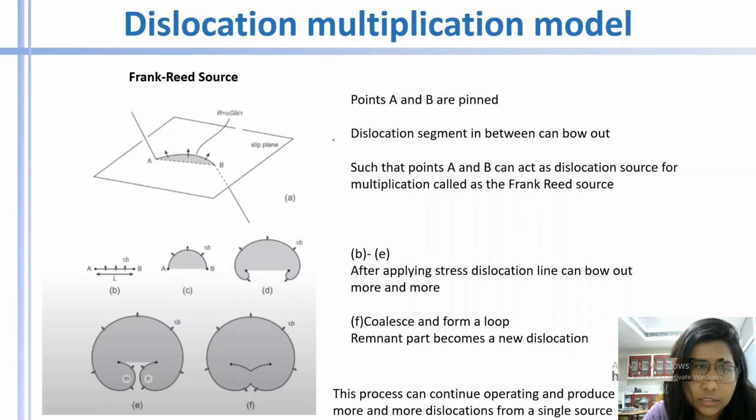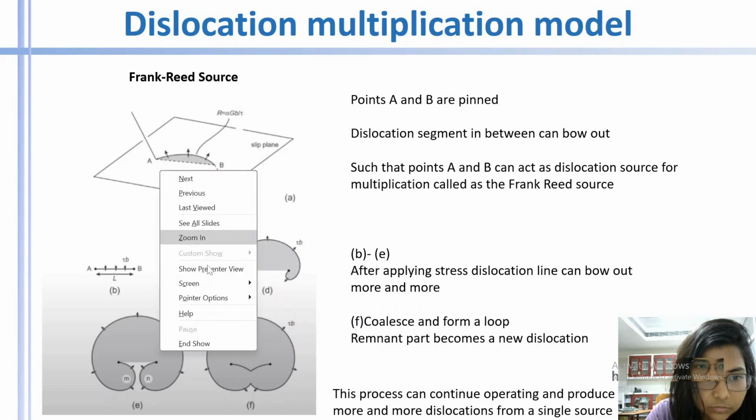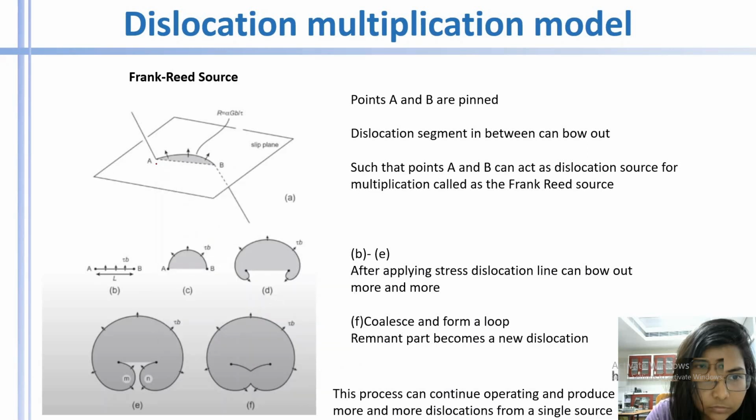When stress is there, this dislocation segment in between can go out, such that the points A and B, which are pinned down, can act as dislocation sources for multiplication. So how? We will understand this.